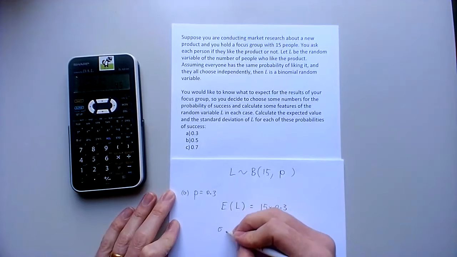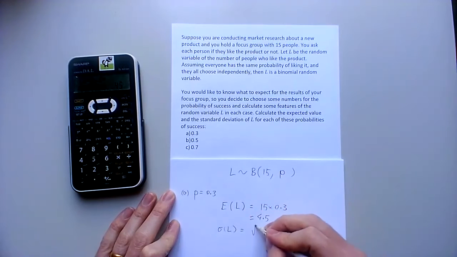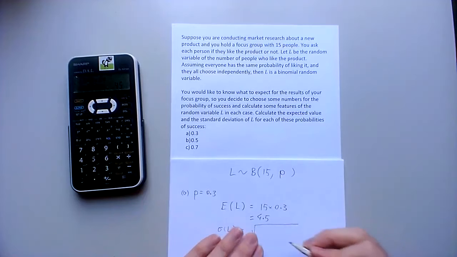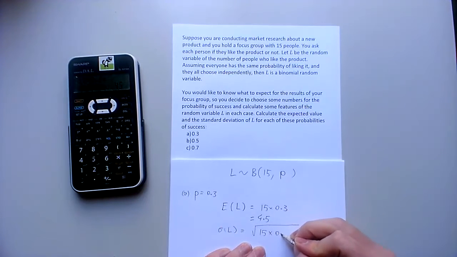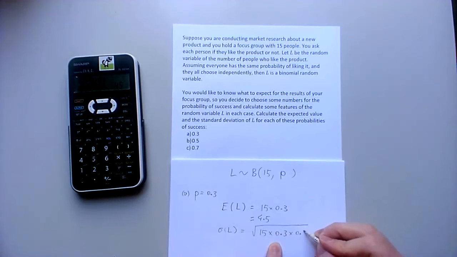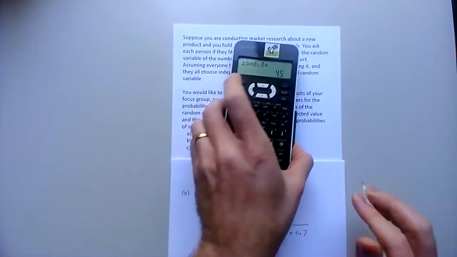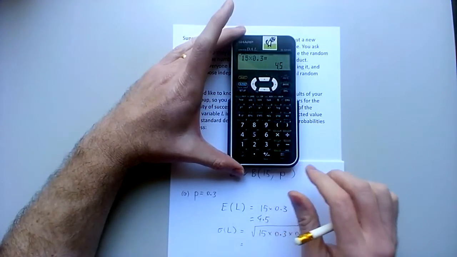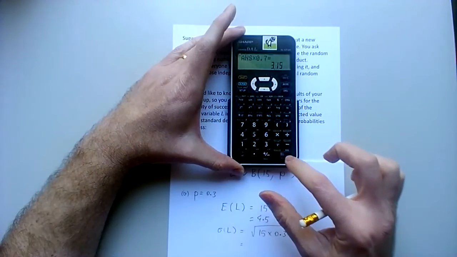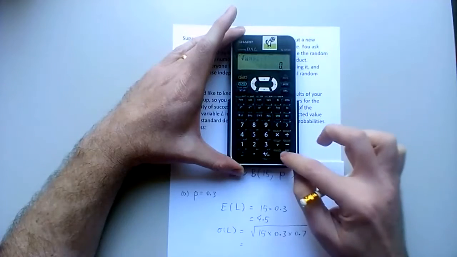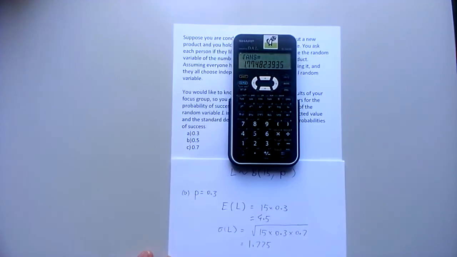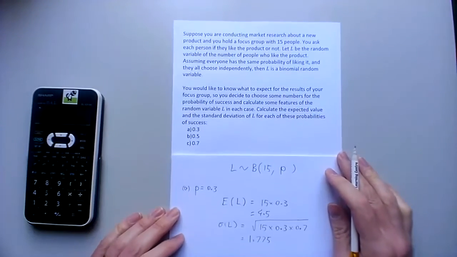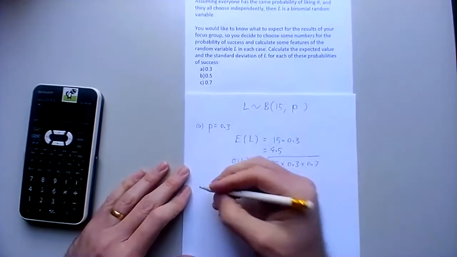Okay, the standard deviation of L, sigma L, has a formula too. It's the square root of n times p times 1 minus p. So n is 15 times p is 0.3. 1 minus p would be the rest of the probability, so that would be 0.7. And so we've already got the 15 times 0.3, so I'll times that by 0.7, and then I'll do the square root of the answer, so that'll be 1.775. Okay. Right, well, that doesn't mean anything much yet, so I'm just going to try for the second one.